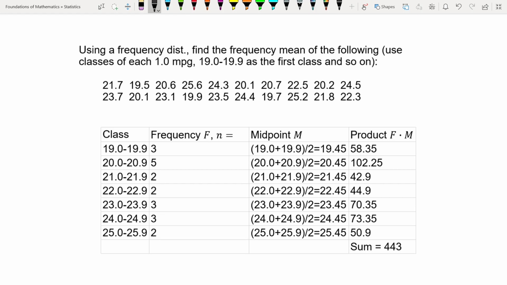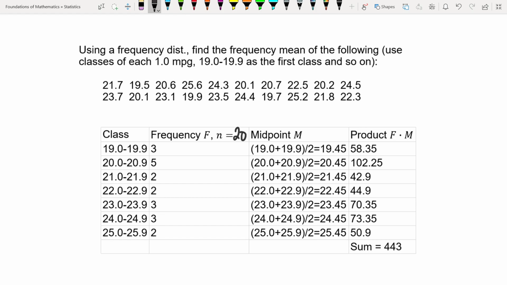And n equals, n is just how many numbers you added up. You can either add up all the frequencies or just count how many numbers are in our set. And there should be 20, because it says the gas mileage for 20 full tanks of gas. But you can just count the numbers up and you'll see there's 20 of them there. So n equals 20. That's going to be important for later.